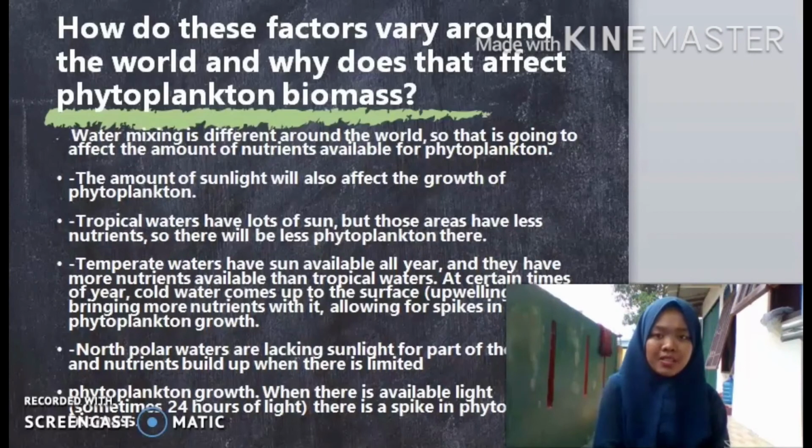The first is that water mixing is different around the world. The amount of sunlight will also affect the growth of phytoplankton. Tropical waters have lots of sun, but those areas have fewer nutrients. Temperate waters have sun available all year. Polar waters limit phytoplankton growth.